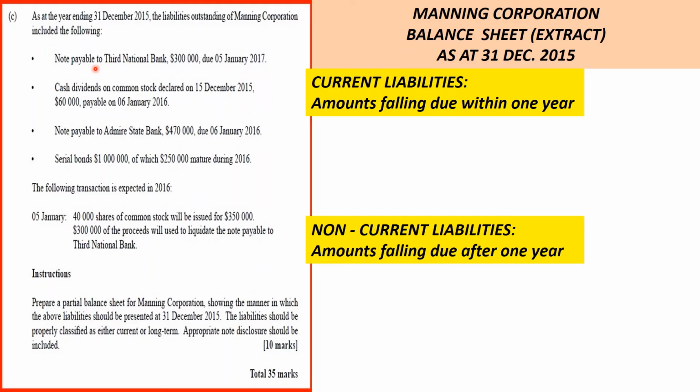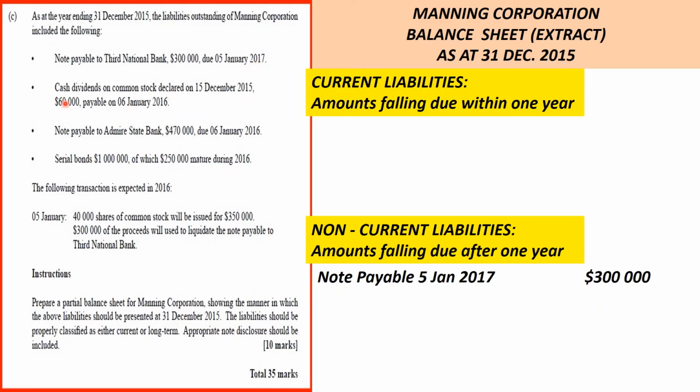Right? So we have here a note payable to National Bank of 300,000. We will head up our answer. Marin Corporation balance sheet extract as at 31st December 2015. The current liabilities section and the non-current liabilities section. So the note payable is payable in 2017, so that is more than a year away from this balance sheet date. So we will have that in our non-current liabilities section. Okay.